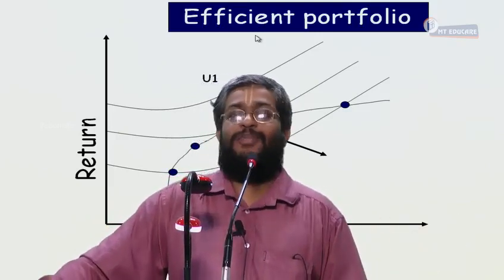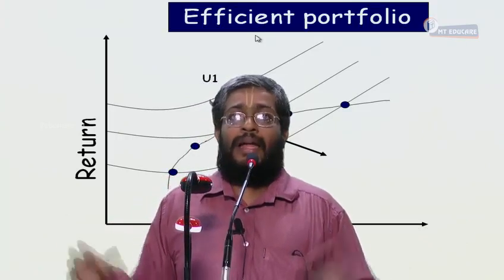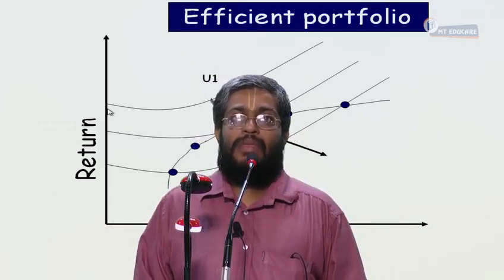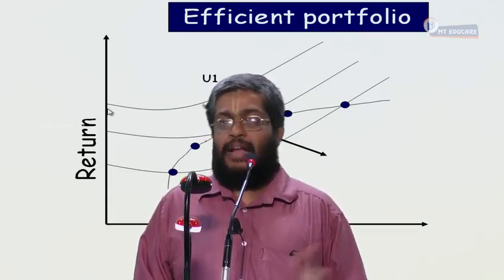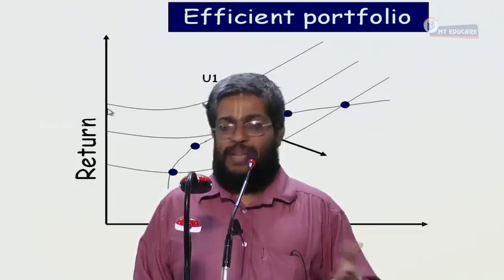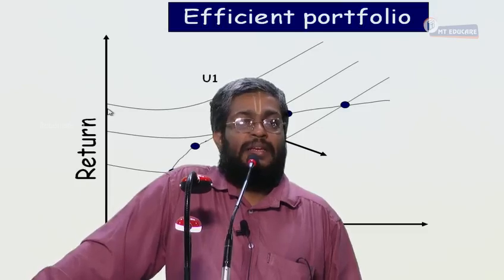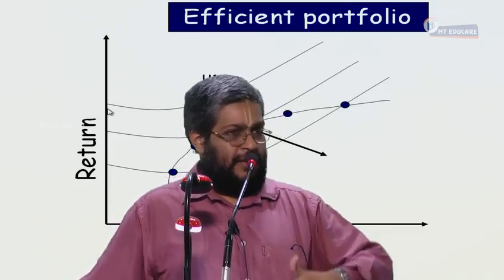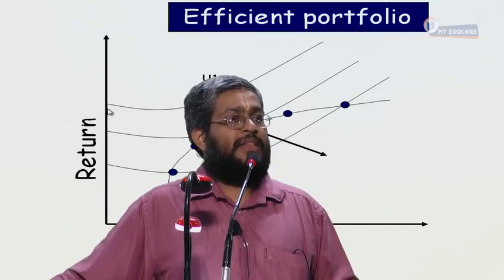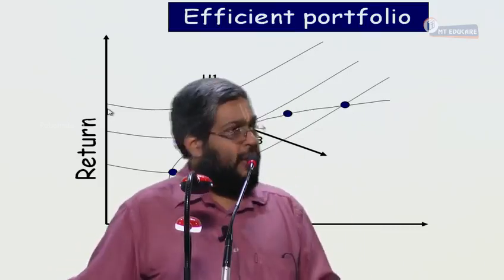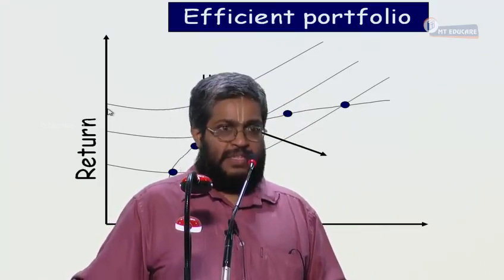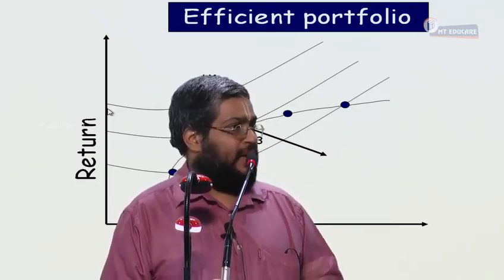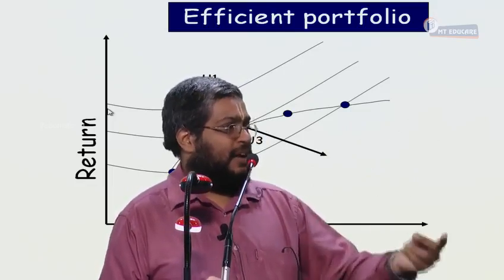Continue, full stop, continue. If an investor cannot find a point of tangency, it means he cannot derive any utility by investing in the stock market. That means he cannot invest in the stock market. Right or not?